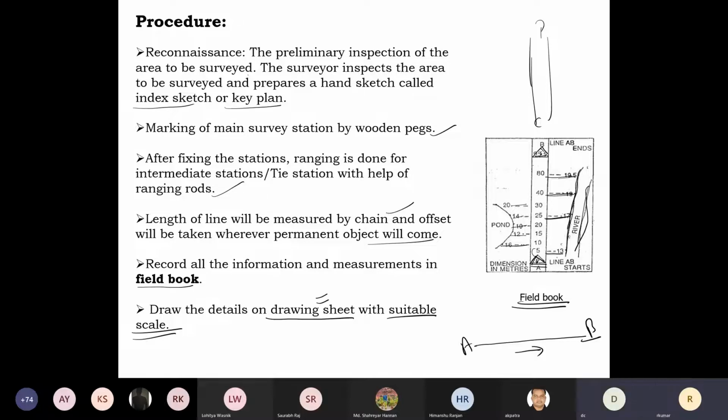Yes, sir. For chain survey, we need, firstly, chain, then ranging rod, arrow, wooden peg, and measuring tape. Very good. It's not just a chain, it's an engineering metric chain. Good. So anyone having any more doubts until now?